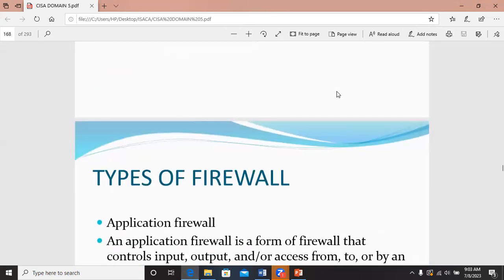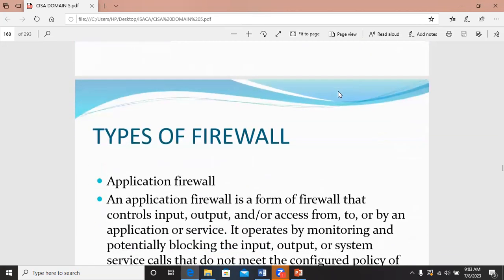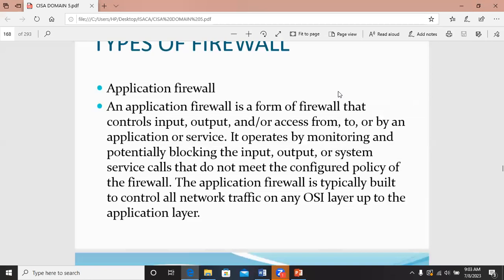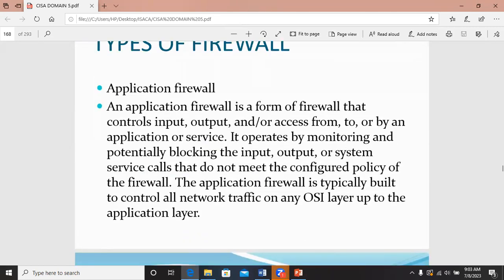So that's why most of the time it's not encouraged for you to use a single type of firewall. You are going to have other types of firewall, for example, the application firewall. Application firewall is now more mature. It operates at layer 7. Packet switching firewall operates at layer 3, and as you go up the OSI layers, the more the complexity, the more the maturity. So the application firewall operates at layer 7.